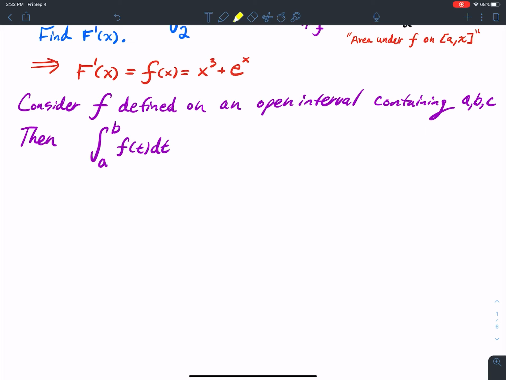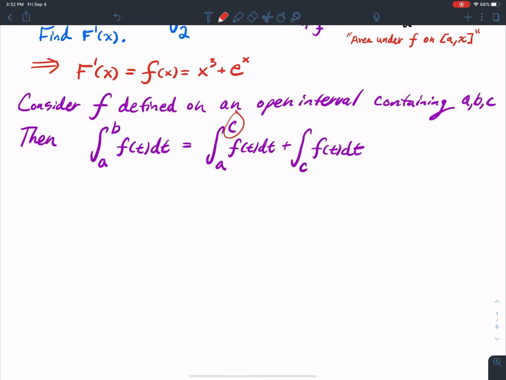So then what do I say? The integral from a to b of f of t dt, remember the t is your dummy variable. This is equal to what we just said. We can break it up into 2, where we go from a to c, and then we start back at c, and what do we want to finish with? We want to finish with b, okay?